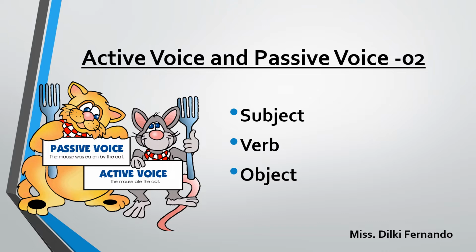A verb is an action such as eat, drink, talk, dance, etc. An object can be either a person on whom the action is done or a thing on which the action is done.